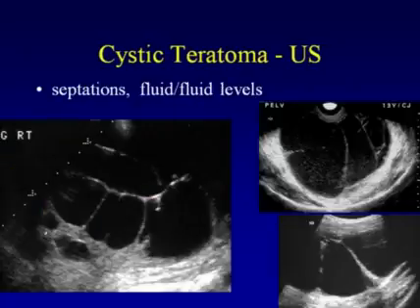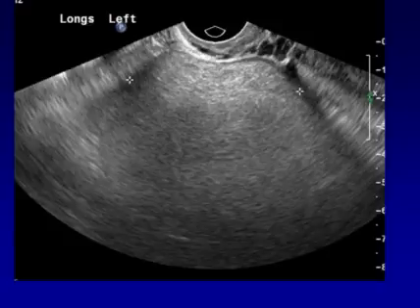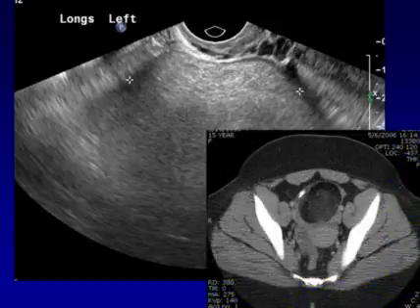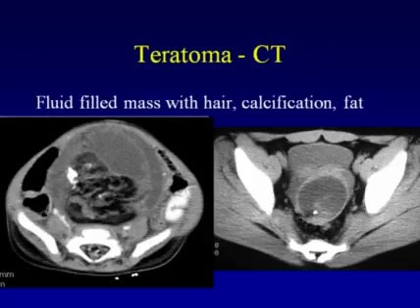When cystic, they're easier to identify and measure, and may have really no solid component associated with them. Here we have an echogenic structure. It's hard to know exactly how deep it goes into the pelvis, and this was a teratoma by CT. CT or MR at times can be helpful in assessing the size of the mass or calcification.